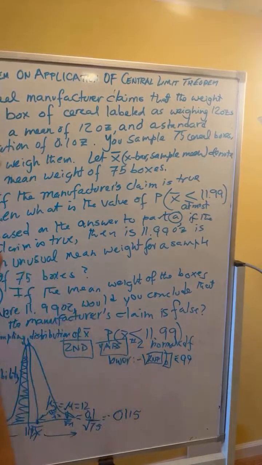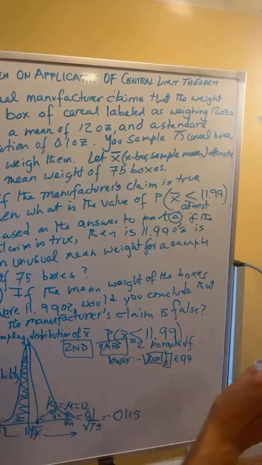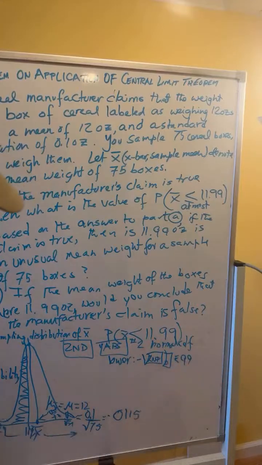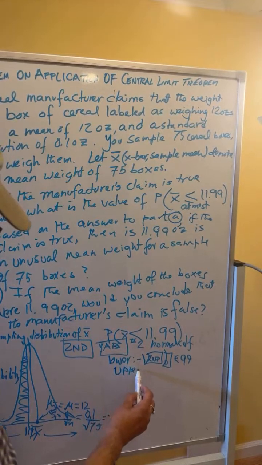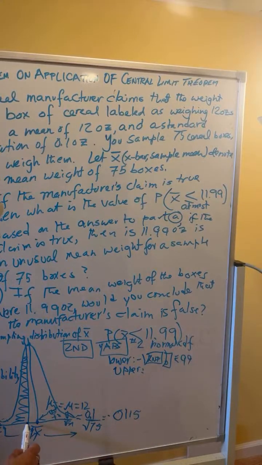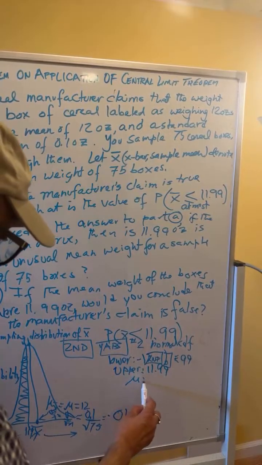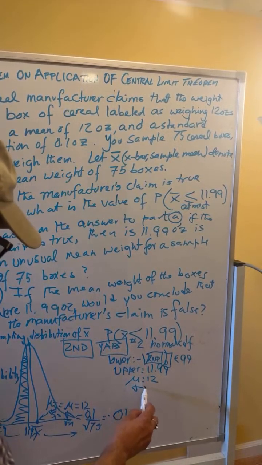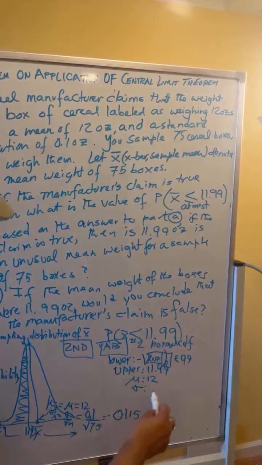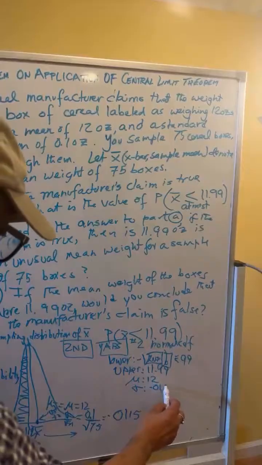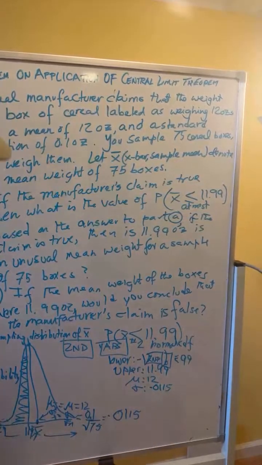So what does this really mean? It means negative on the left, 1 followed by 99 zeros, 10 to the exponent 99. A very large negative number. Upper is where we want to stop, since we want probability up until 11.99. The mean is 12, and the standard deviation is that of the sampling distribution, which is 0.0115. Okay, so let's do the calculation.